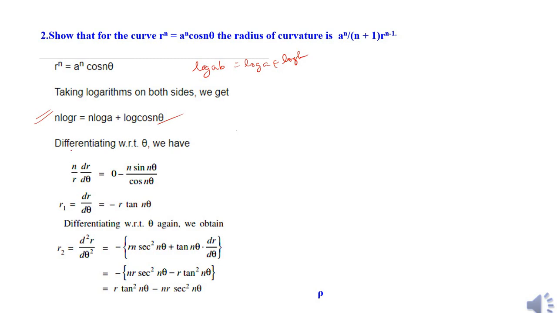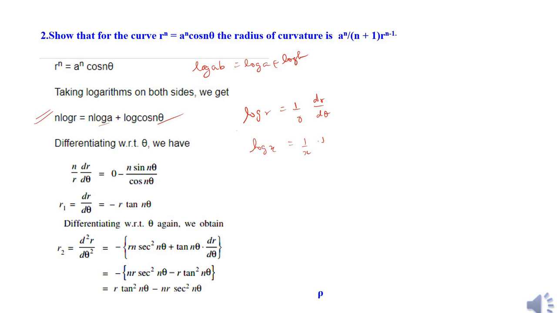That is r1, r dot, and r2, r double dot. Log r differentiation gives you 1 by r, and it has to be differentiated, so that gives you n by r into dr by d theta. Log a is independent of theta, so you get 0. Differentiating this with respect to theta, you get n by r. When you differentiate log of cos n theta, it is a function of a function, so the function rule applies: 1 by cos n theta.